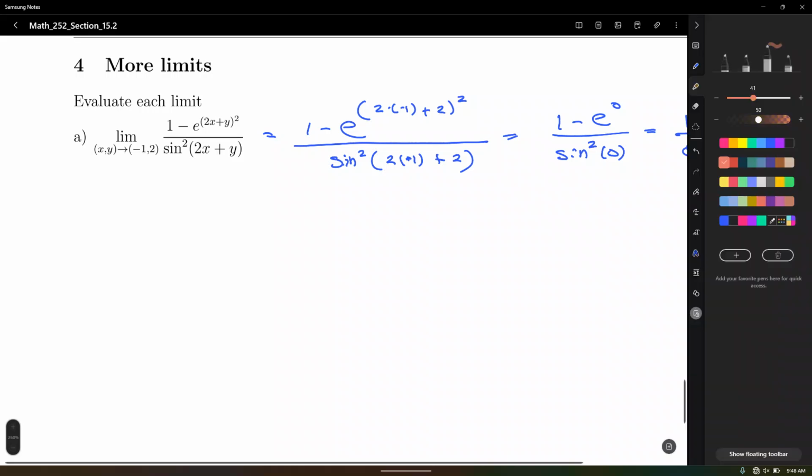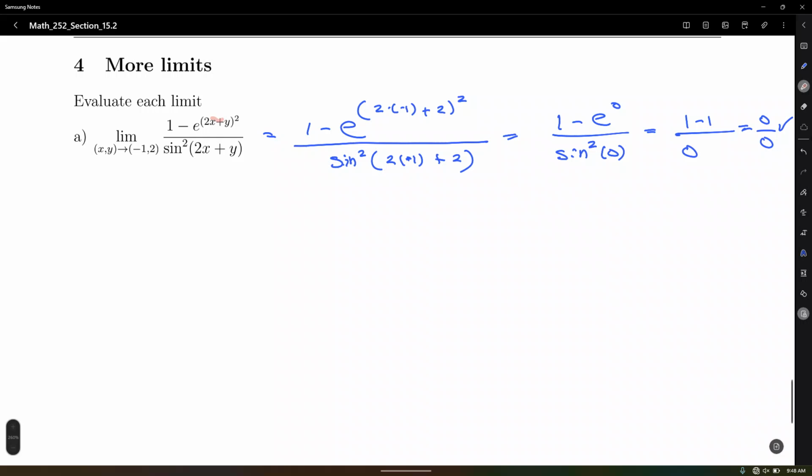Do you notice this 2x plus y right here? 2x plus y? It's the same expression. So we're going to turn this limit problem in 2 variables into a limit problem in 1 single variable. That's going to be our way around till we can use L'Hopital's rule. But this works only if you see a repeating pattern, a repeating expression, okay? So let's see how we're going to do that.